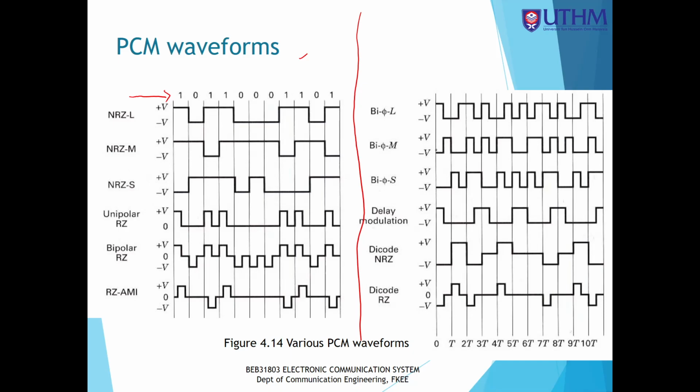So the first one: you see that the input is 1011000101. If you want to use non-return to zero L, L means level. Non-return to 0 means that the output will not return to 0 volt. So for this non-return to 0 L, L is level.